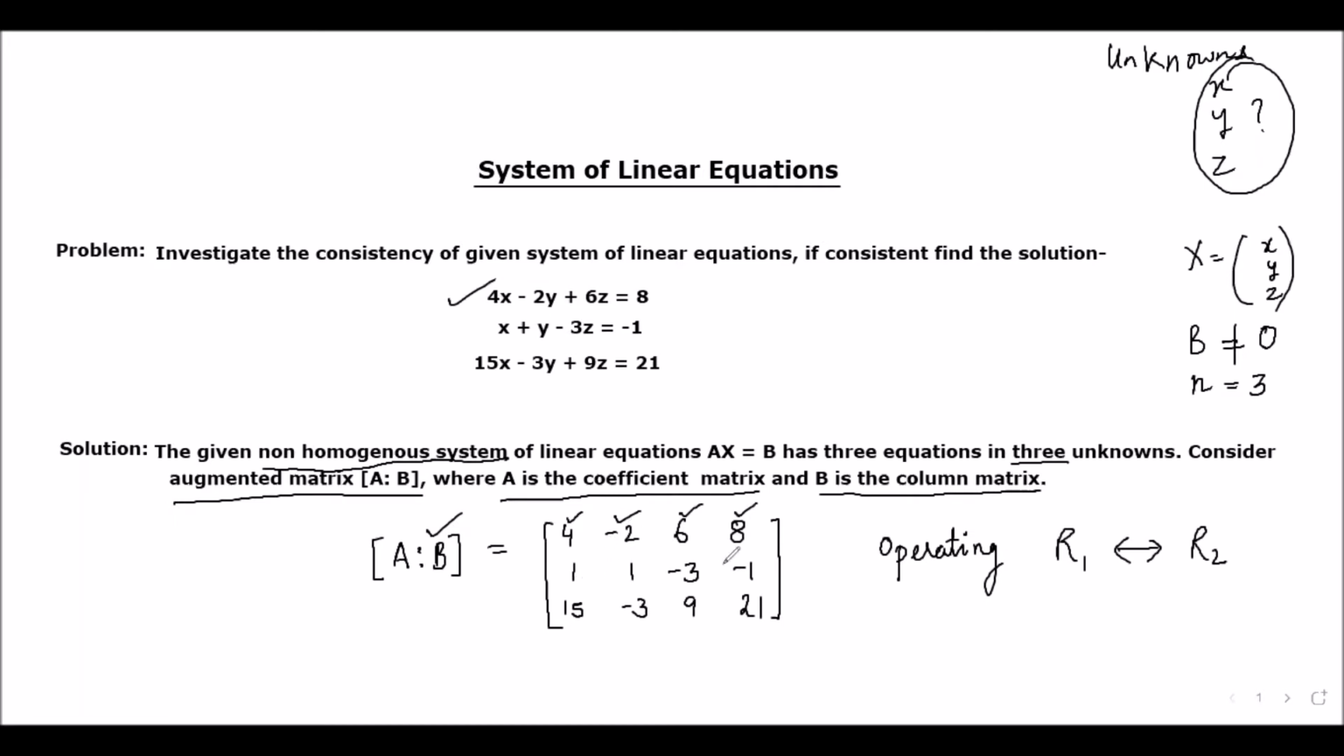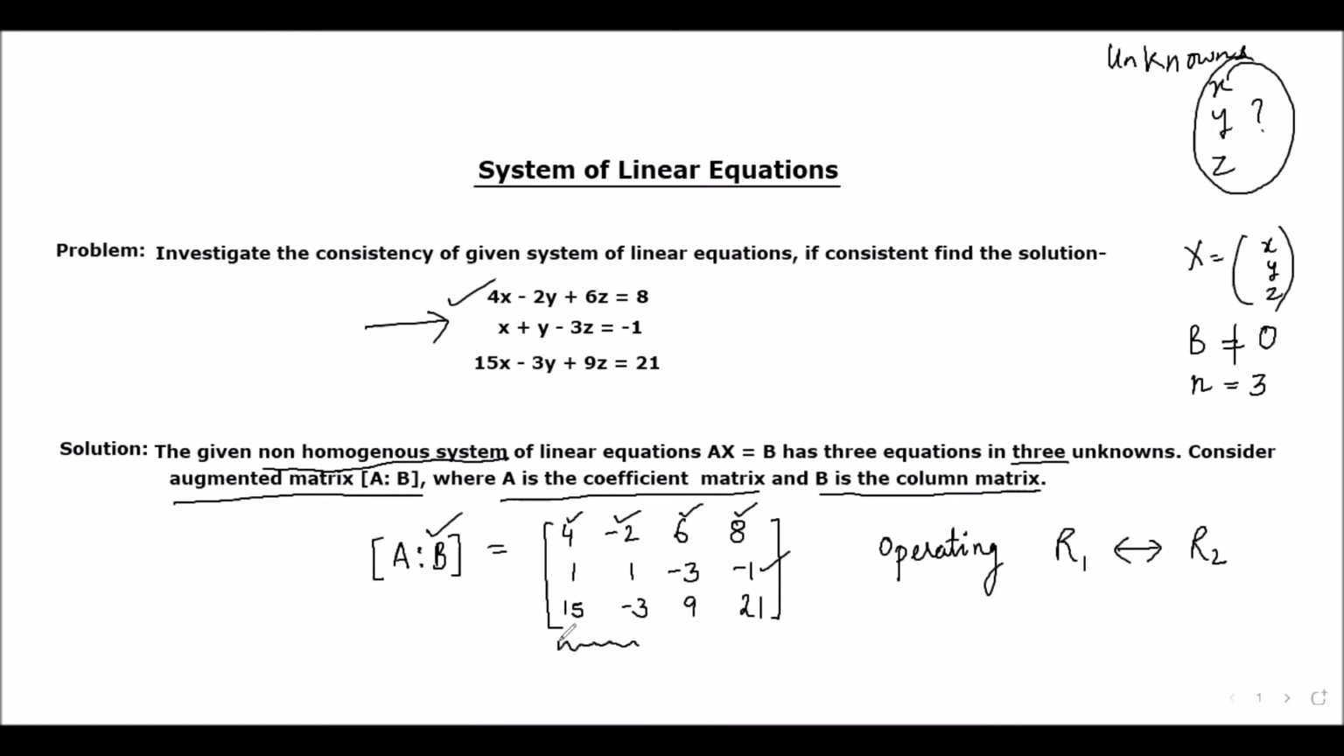Similarly, we write the second row of this augmented matrix with the help of the second equation. Here the coefficients of x, y and z are 1, 1 and -3, and the right hand side in the second equation is -1. From the third equation, the coefficients of x, y and z are 15, -3 and 9 respectively, and 21 is the right hand side of the third equation.